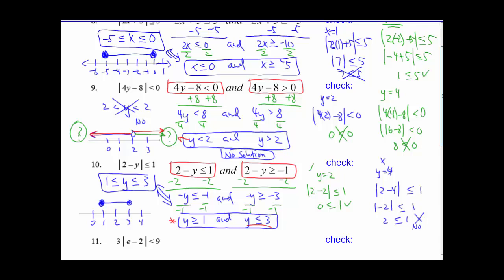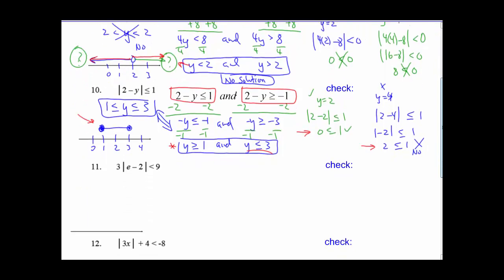So by doing that, that gives us y is greater than or equal to 1 and y is less than or equal to 3, which is all the y's that are between 1 and 3. So we had the closed circles on 1 and 3 and shaded everything in between. I checked 2 answers. I checked 2, which should have been in there, and that worked out. This check mark. And then I checked 4, which was on the outside, and that checked out here.